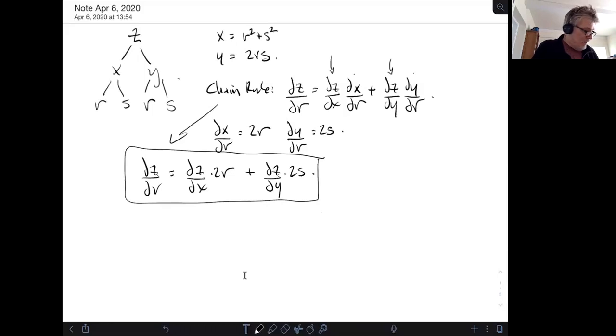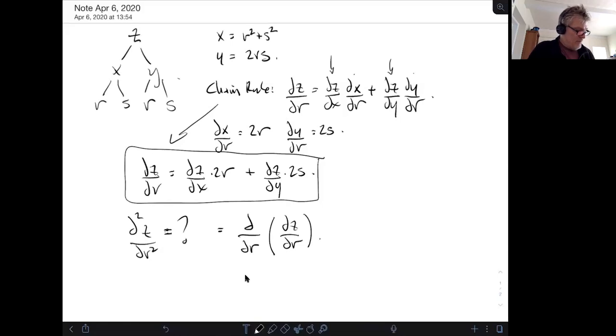All right, so that's the first thing. That's the best we can do at this point. Now, what I want is to find del 2z, del r2. That's the trickier one. This is the second derivative of z, so this is the derivative with respect to r of del z, del r. This is what this is.